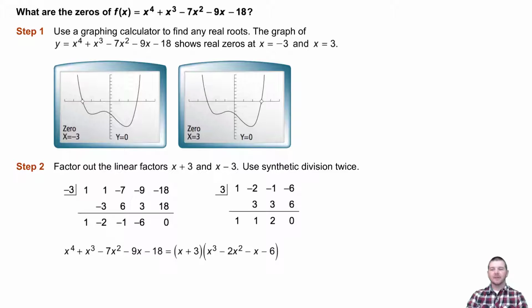now we can state that our original expression, x to the fourth plus x cubed minus 7x squared minus 9x minus 18, can be rewritten as the binomial x plus 3 times the binomial x minus 3 times x squared plus x plus 2.